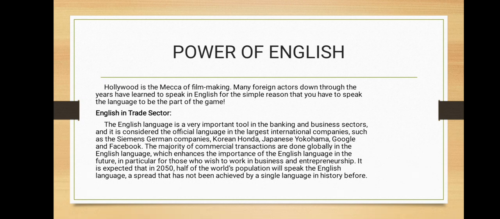English in the trade sector. The language is a very important tool in the banking and business sector, and it is considered the official language in the largest international companies such as Siemens, German companies, Korean Honda, Japanese Yokohama, Google and Facebook. The majority of commercial transactions are done globally in the English language, which enhances the importance of the English language in the future, in particular for those who wish to work in business and entrepreneurship.